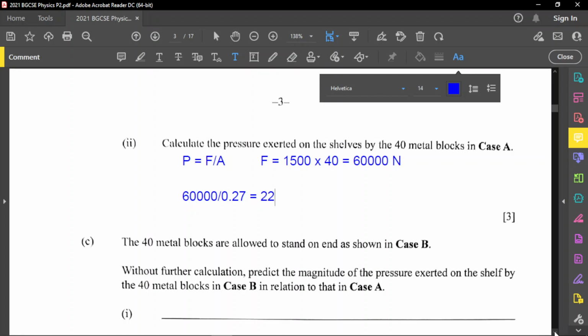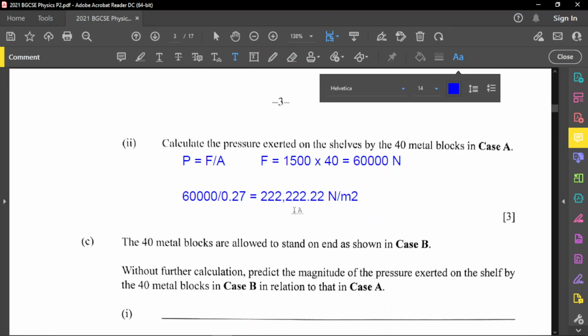It's going to be 222,222.22. All right, so it's all twos. And then this is going to be Newton per meters squared. All right, so that will be our pressure on the floor by the 40 blocks. All right, so let me just put a little comma right here so you get to see the exact value.